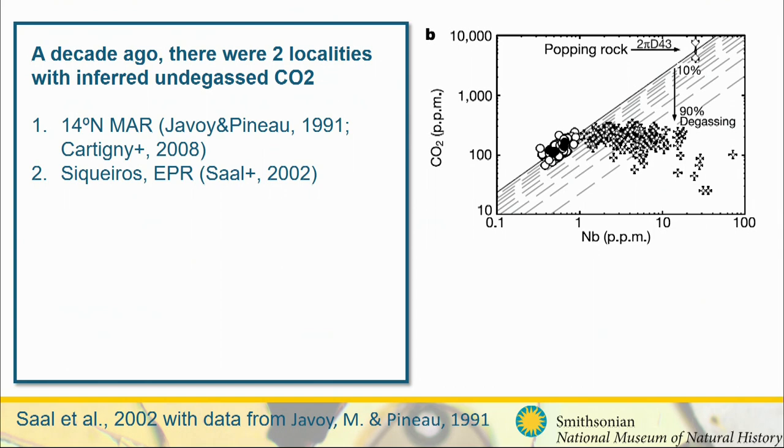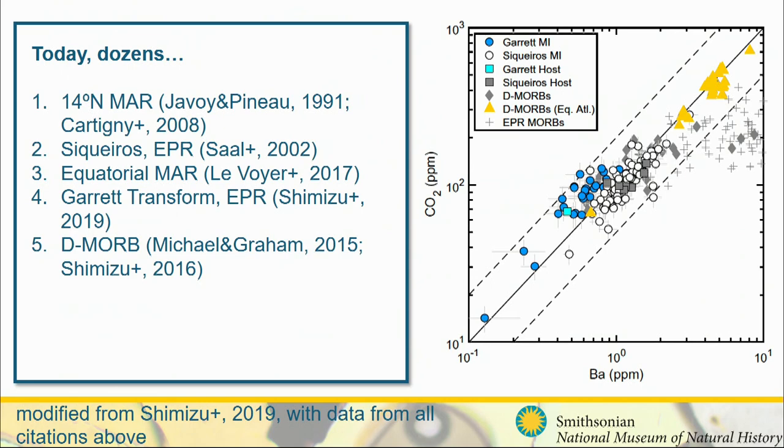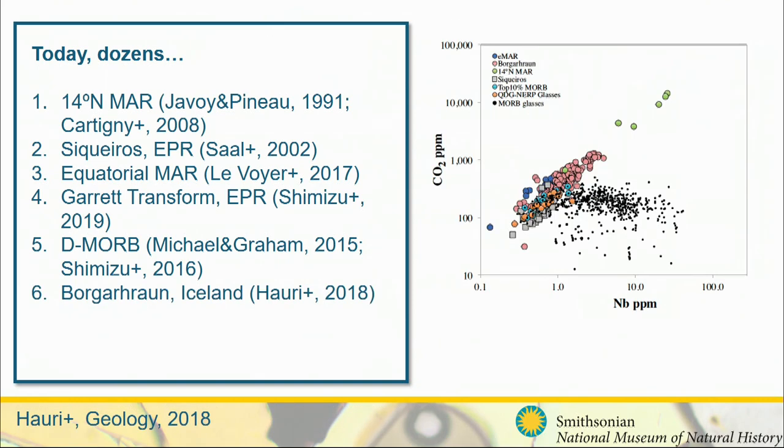The rest of MORB, and here's Popping Rock up here, the rest of MORB, this correlation is broken because of degassing. So the CO2 concentration has fallen, whereas the niobium concentration remains unaltered. Today, we have dozens of locations, many, many localities where undersaturated melts have been found. And so this is just an amazing achievement of the last decade. Some of this work is not related to DCO, but a lot of this work was related to DCO efforts, and we see these beautiful correlations. Even at Iceland, Erik published in 2018 CO2 undersaturated melt inclusions from Iceland, although this is extremely rare.